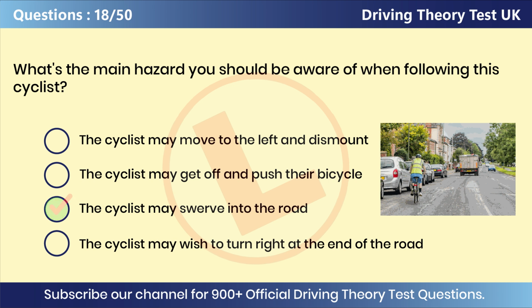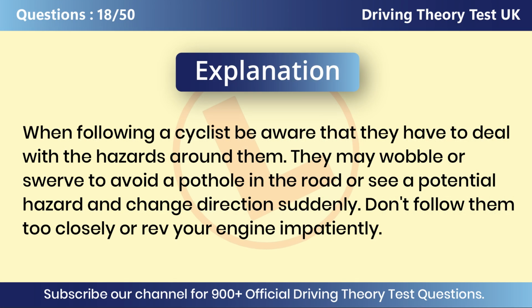C. The cyclist may swerve into the road. When following a cyclist, be aware that they have to deal with the hazards around them. They may wobble or swerve to avoid a pothole in the road or see a potential hazard and change direction suddenly. Don't follow them too closely or rev your engine impatiently.